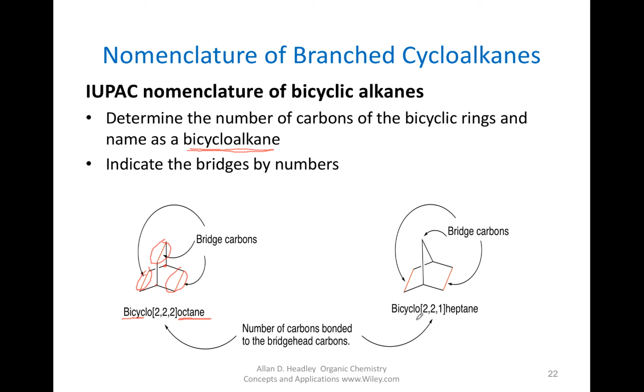Here's another example. This has 7 carbons. Here is the bridgehead. And here's the bridge, 1 carbon. Another bridge has 2 carbons, and 2 carbons. So it's a bicyclo 2, 2, 1 heptane. That's about as far as we'll go into this. You should be able to recognize bicyclic compounds and recognize how to name them.